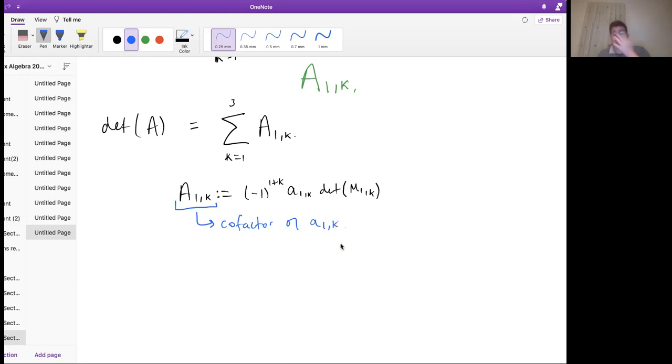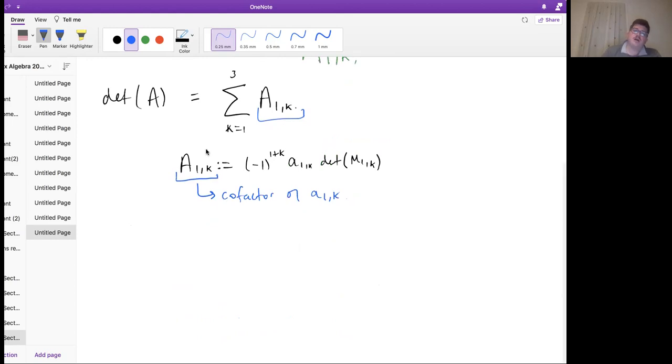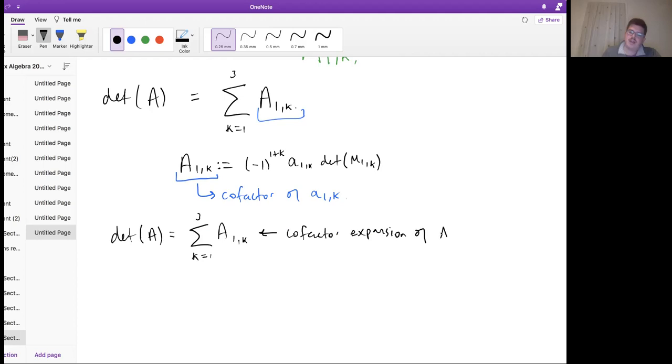So why is this a preferable definition? It just makes it look a lot more clean, right? You just have one thing that you're summing up, and that's the formula for that one thing you're summing up. So expressing the determinant this way, when we say determinant of A is equal to the sum over k equals 1 to 3 of A1k times its minor, this is called the cofactor expansion of A along the first row.